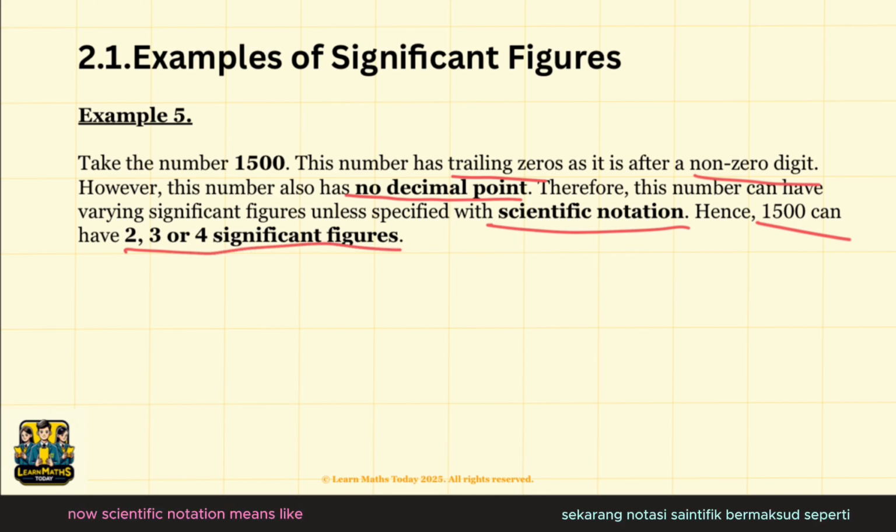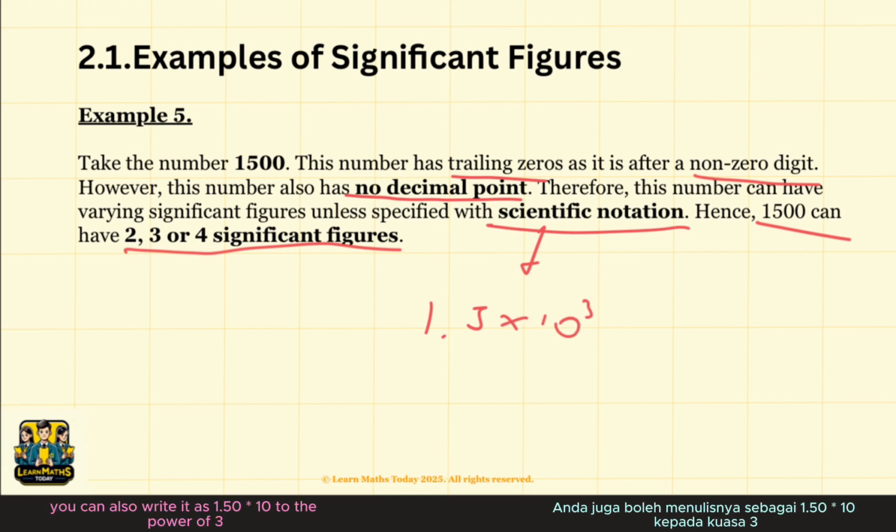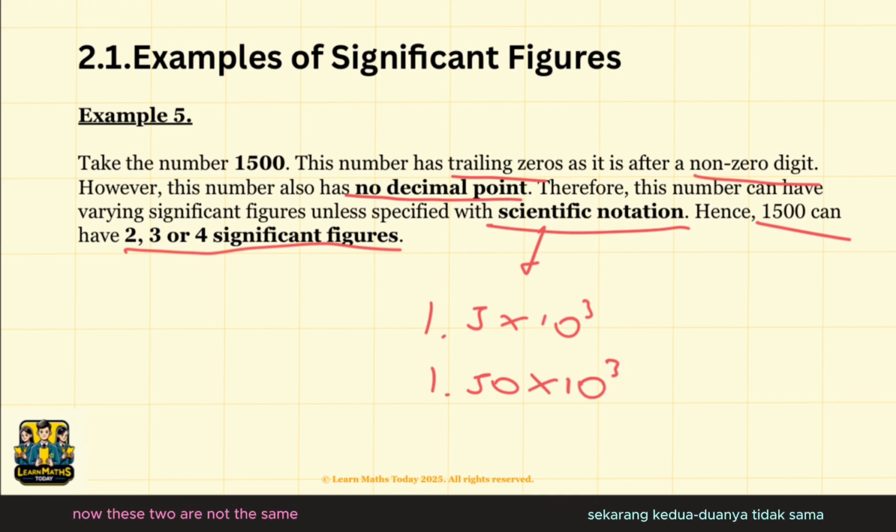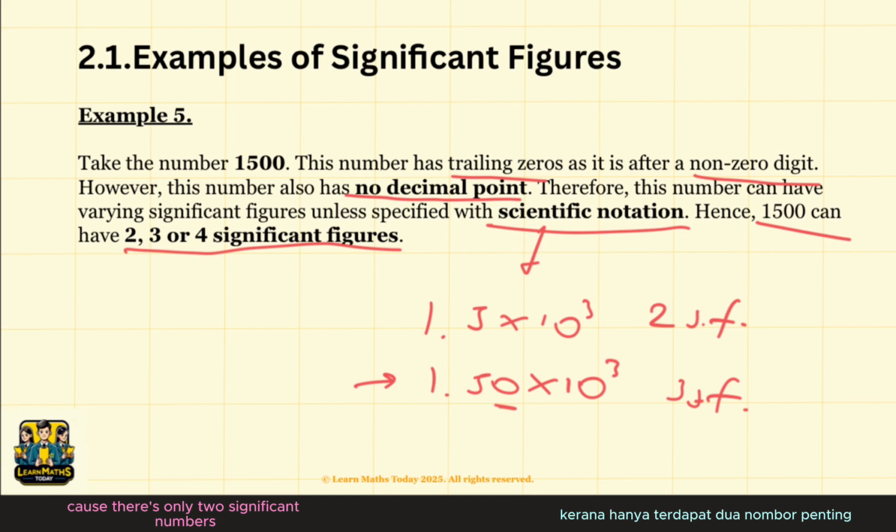Now scientific notation means like 1.5 times 10 to the power of 3. Sometimes you can also write it as 1.50 times 10 to the power of 3. Now these two are not the same because this has a trailing zero. So these have three significant figures. Now this only has two significant figures because there's only two significant numbers.